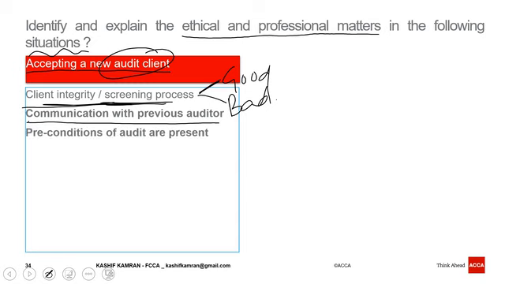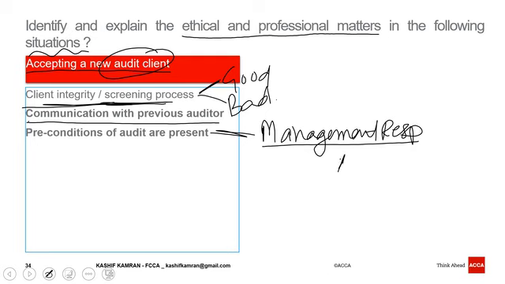Preconditions of audit are present. When you're accepting a new client, you need to ensure that the client is aware of the preconditions. I hope all of you know the preconditions of the audit. The preconditions of the audit mean the management responsibilities, and I hope everyone knows what management responsibilities are in the context of audit. Deadlines. When you're accepting a new client, you should know the deadlines, how much time the management is giving you.